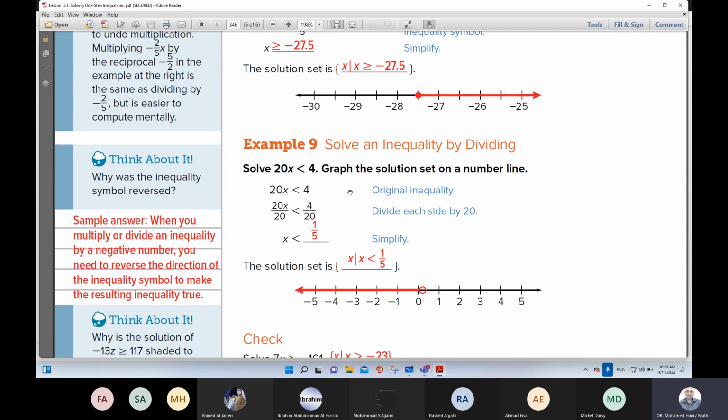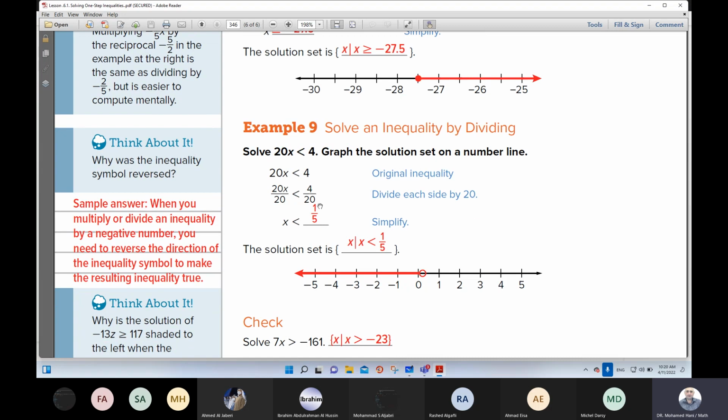In the next example, we have 20x less than 4. We want to remove 20 to keep x alone. So we can divide the two sides by 20. So 20x divided by 20, and here 4 divided by 20. 20x divided by 20 will be x less than, and here you can write it in simplest form: divide by 4 up and divide by 4 down, we will get 1 over 5. So x less than 1 over 5. So the solution set is x such that x is less than 1 over 5.